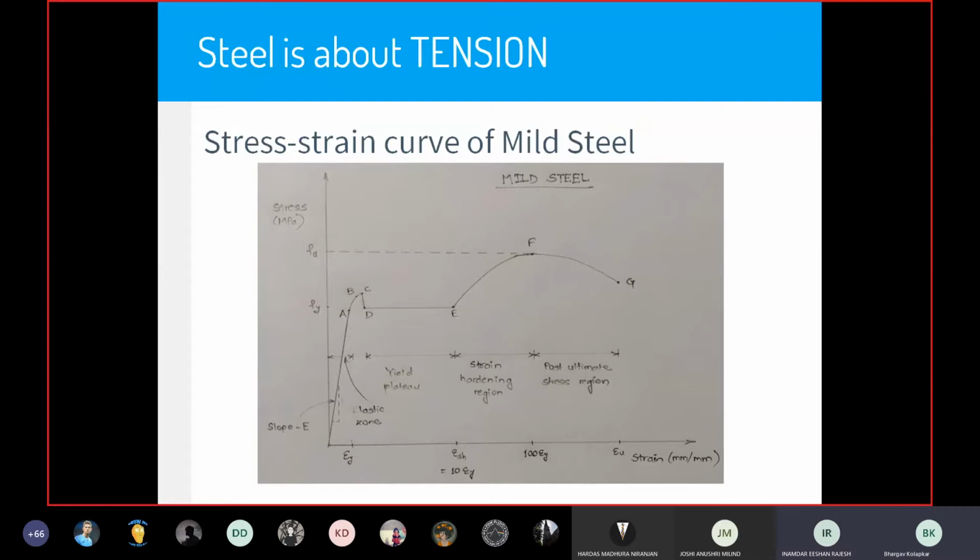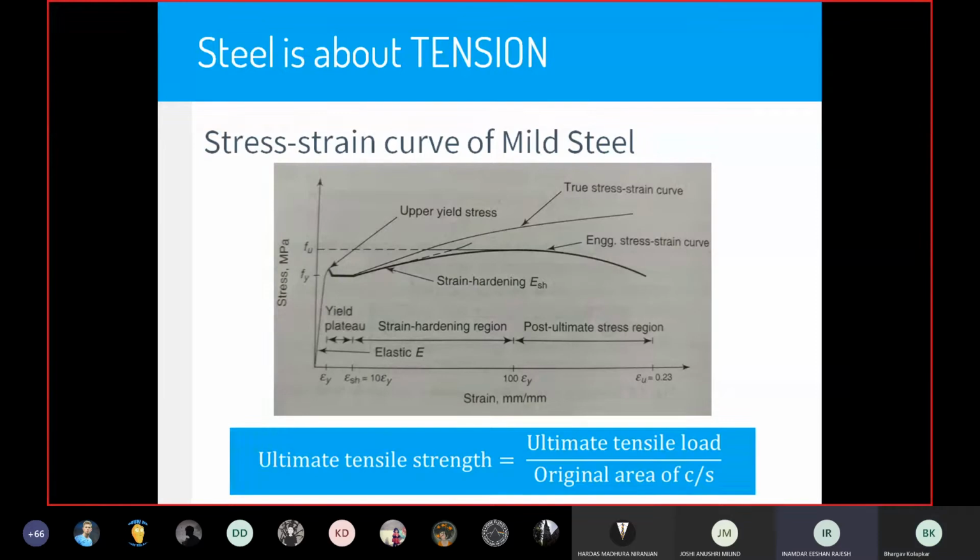I had a question on the last slide. Yes, sure. What are the two different curves? What do they mean? The true stress strain curve and the engineering stress strain curve. What's your name? Ishan. Ishan, it's a very good technical question. What is relevant for us is the engineering stress strain curve.